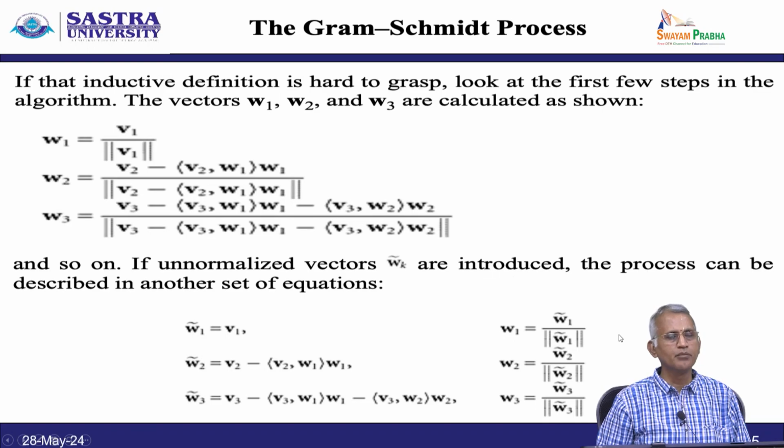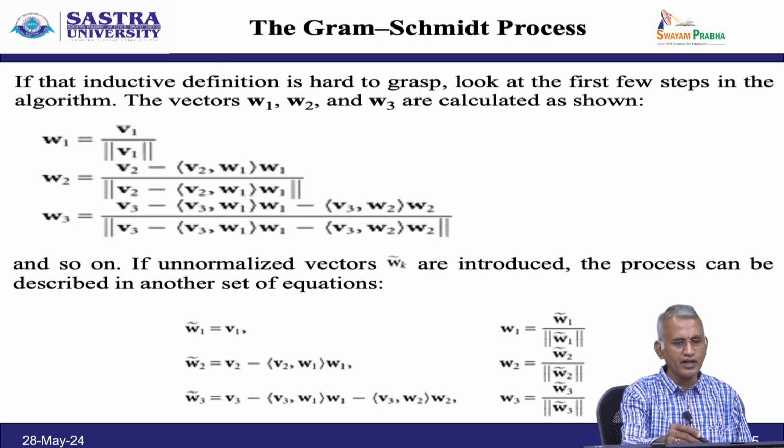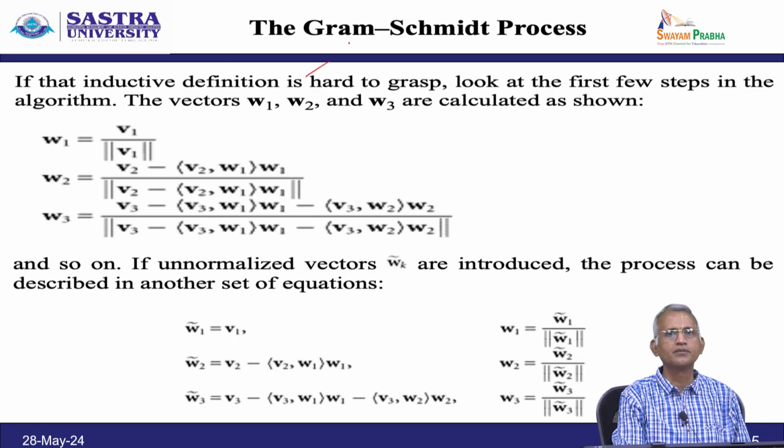Now, this is most important: how to generate orthogonal vectors. So, the technique is explained in the Gram-Schmidt process. So, Gram-Schmidt orthogonalization process. Carefully understand the formula, which is derived from the statement. If that inductive definition is hard to grasp, look at the first few steps in the algorithm.